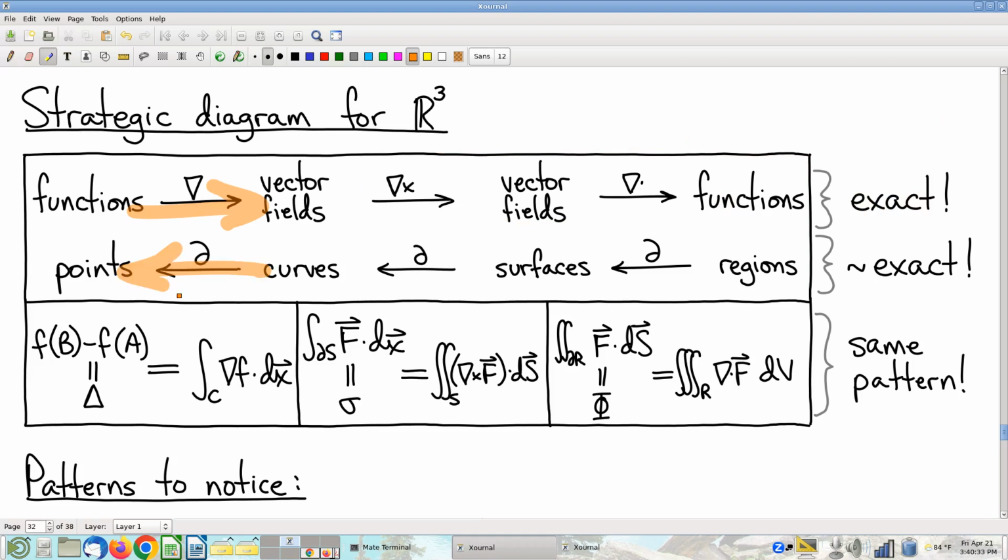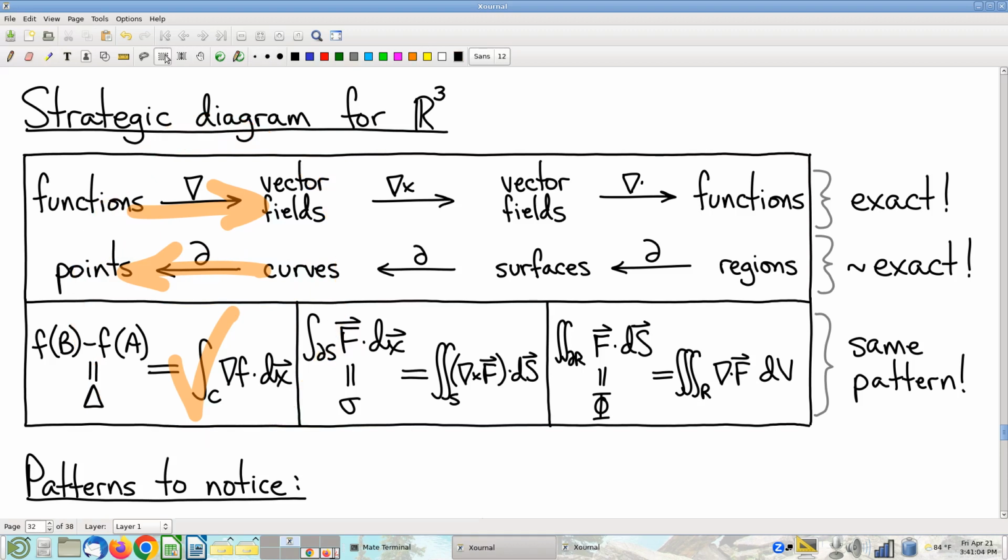The fundamental theorem of line integrals can be thought of as saying that if you compute a gradient of a function and you take the boundary of a curve, and if you compute on both sides, then your results are equal. That's a point of view. That's how the fundamental theorem of line integrals looks on our diagram.